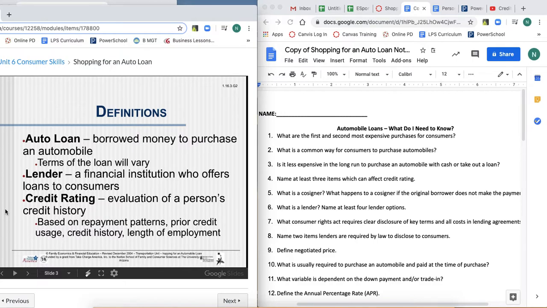And then, like we learned in the last couple weeks, what a credit rating is. This is the evaluation of a person's credit history. This would be the number that their credit score is, and this is based on their repayment pattern. Have they ever missed a payment? How have I used credit in the past? How long have I had my current job? Have I ever been unemployed for a certain amount of time? Those are all factors that go into your credit rating or your credit score.